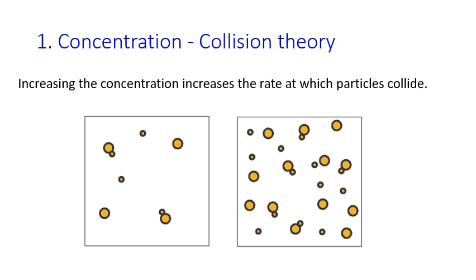Now, obviously, as more products form, the number of reactant particles begins to decrease, so there's then less likely chance of successful collisions. This is why reactions slow down over time, because the number of reactant particles decreases as product particles increase, so there's less probability of successful collisions.